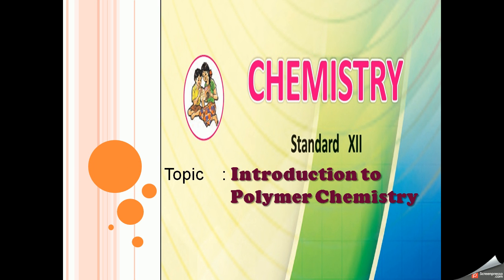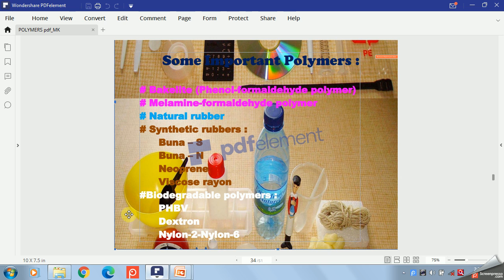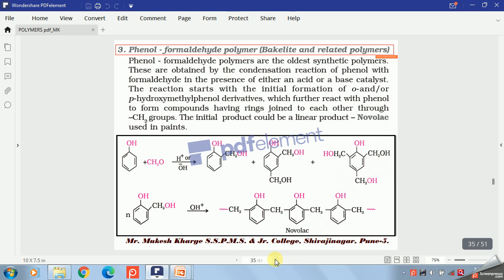Our topic is Introduction to Polymer Chemistry. In this part, we are to discuss some important polymers. Here, we have to discuss some polymers such as Bakelite, Melamine-formaldehyde polymer, natural rubber, synthetic rubber. In that, we have to discuss Buna S, Buna N, Neoprene, Viscose rayon, some biodegradable polymers such as PHBV, Dextron, Nylon-2-Nylon-6 in detail. Let us discuss one by one.